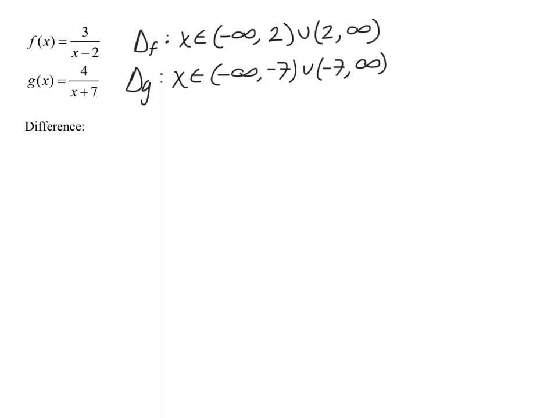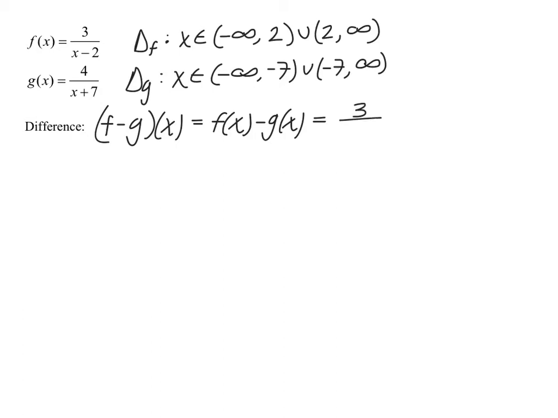Next, let's compute the difference of these two functions. So to write the difference, we can write f minus g of x, and we can also write that as function f of x minus function g of x. Remember again, these are two different ways of communicating the same mathematical idea, that we're subtracting two functions. So function f will be 3 divided by x minus 2 minus 4 divided by x plus 7.